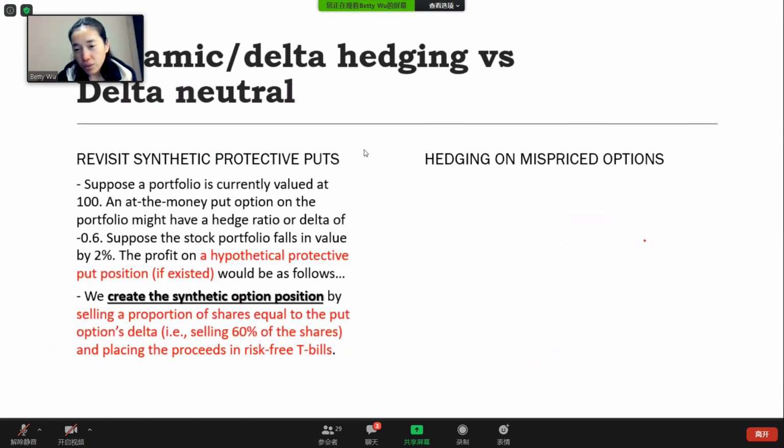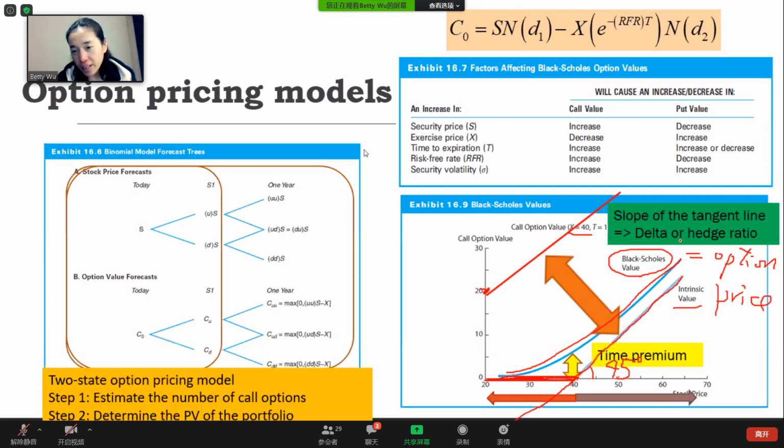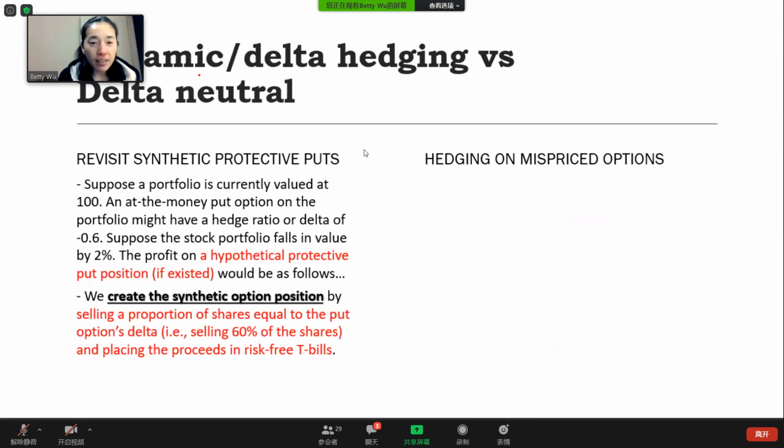So one thing I'd like to mention is that the slope of the tangent line of this curve captures the delta, because you can see that the slope is the change in the option value divided by the change in stock value. And that is the very definition of delta, okay? And then there are 2 applications using a delta concept. The first one is called dynamic or delta hedging, and the other one is called delta neutral.